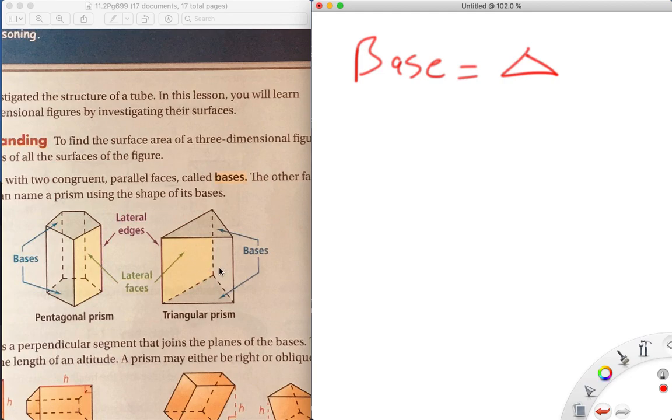Again, lateral faces tend to be quadrilaterals, whether it be a rectangle, square, or parallelogram, depending if they're oblique or not. We also have lateral edges, which is where two faces meet. This tends to be, we'll find out later, the height of your particular prism, and you need that in order to find the surface area.